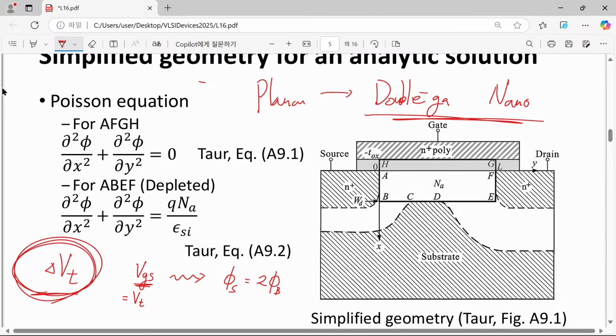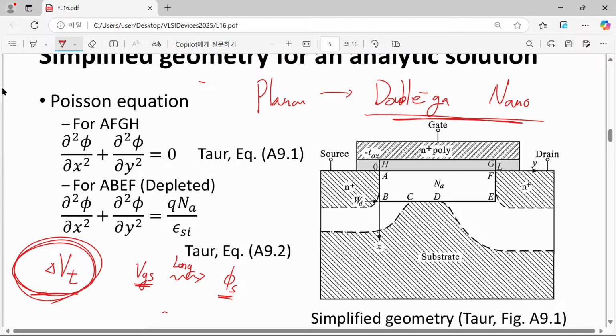Then why do we have this reduction in the threshold voltage? At a given gate voltage, in the case of a long channel device, let's say that surface potential is given as a certain number.